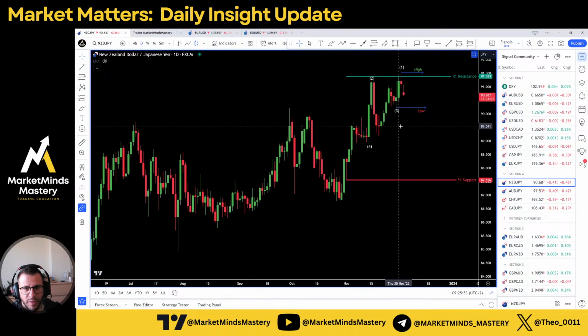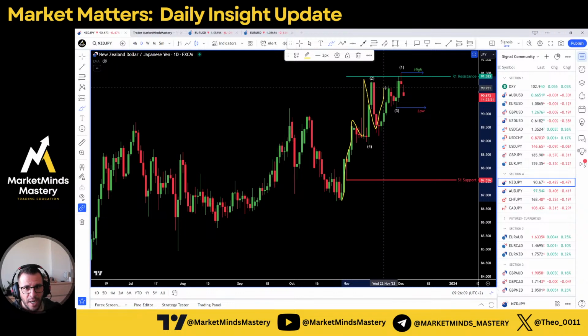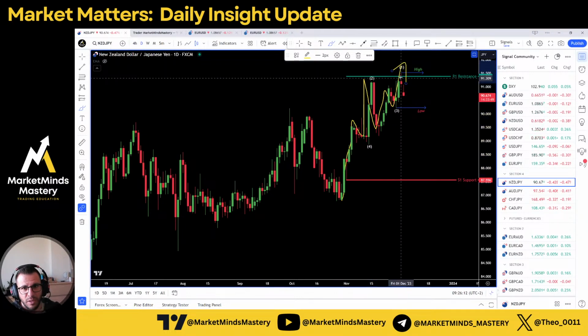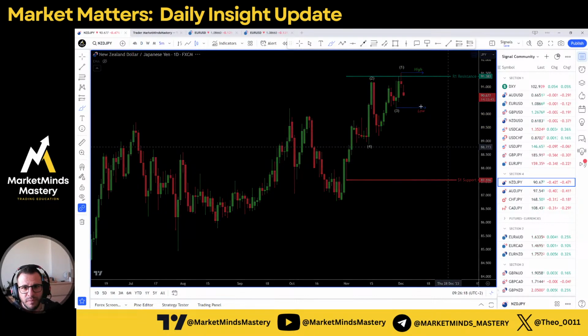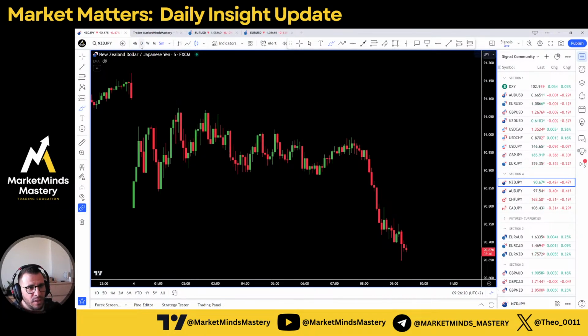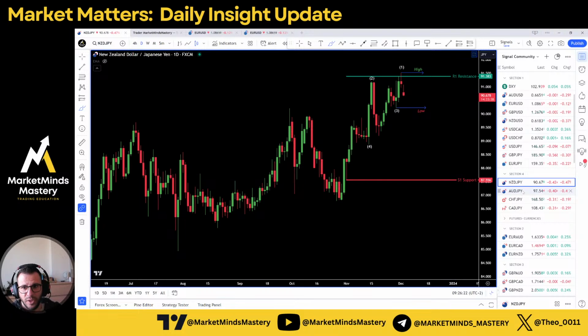Let's see if this is going to be a pullback or if we're going to break below this point at 3. Then I will be looking for short positions because we're going to have a change in the market trend. Now the market moves in a series of higher highs and higher lows. So if we break below the 3, then we're likely going to move in a series of lower highs and lower lows. Right now, I'm just waiting.